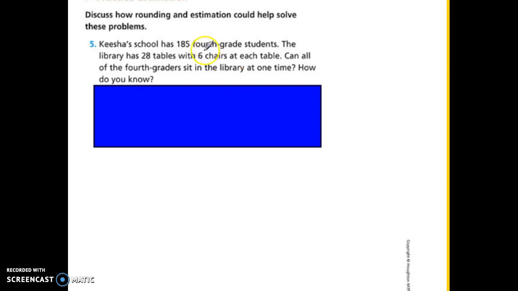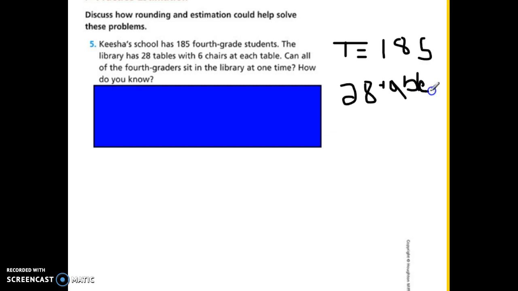How do you know? So we know we have a total. I'm going to put T for total, of 185 fourth graders. All right. And we have 28 tables. Hard to write on here sometimes. Forgive my handwriting. That's what happens when you write on a computer. 28 tables. And we have 6 chairs. All right. So I'm going to have to multiply. My multiplication problem would be 28 times 6, correct?